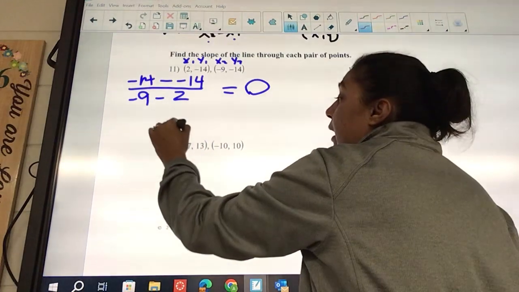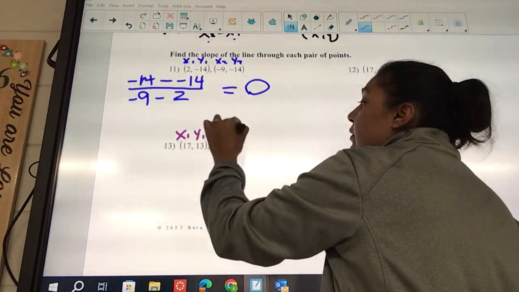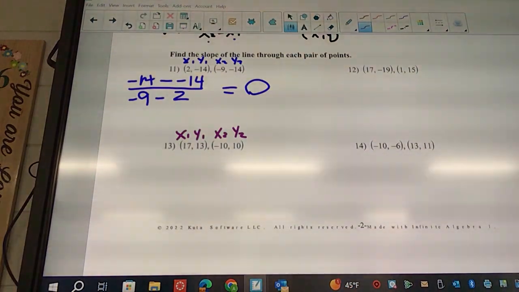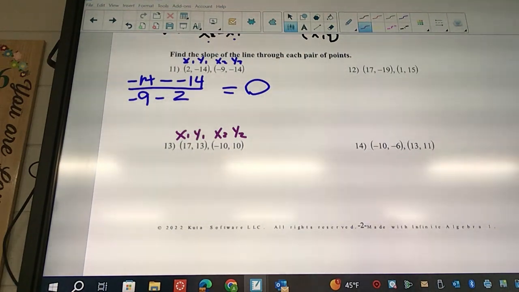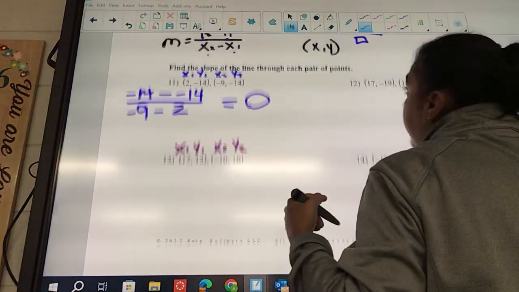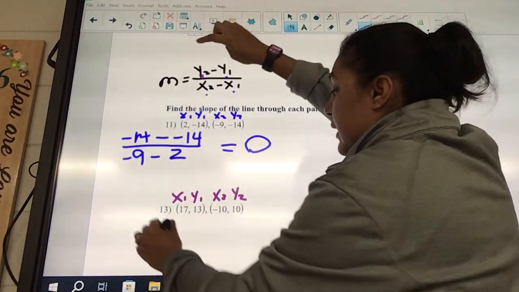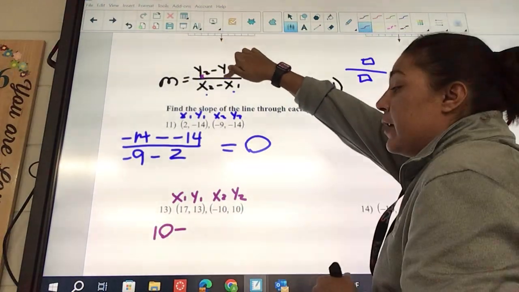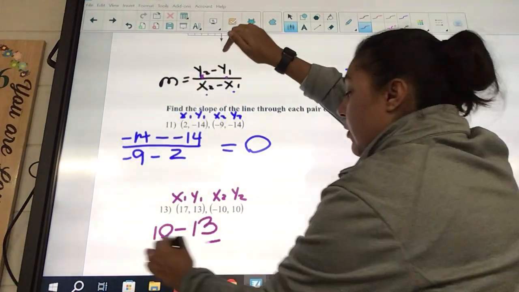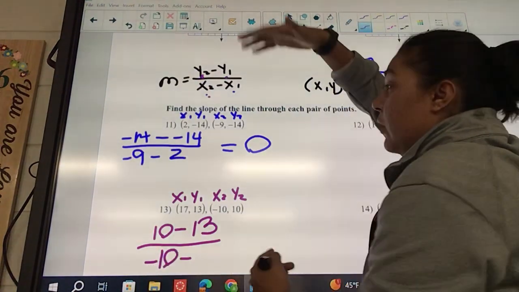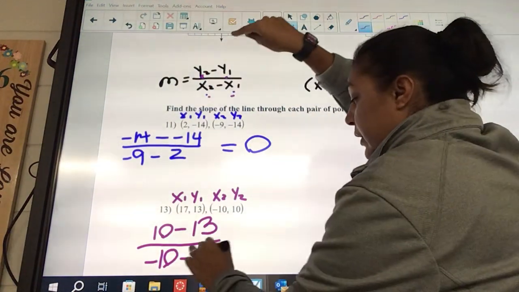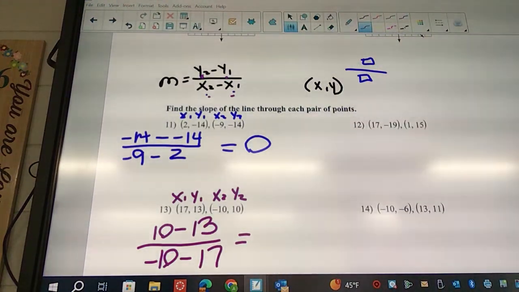We're going to go ahead and label x1, y1, x2, y2. The reason I say label, okay, the further we get, it's just better to get in a good habit of labeling. Okay, what happens is people try to do it in their head, and then they'll put the y2 where the y1 goes, or vice versa. Okay, so again, we're going to plug in with our formula. What is my y2? 10 minus my y1? 13 over, what is my x2? Negative 10 minus whatever my x1 is, which is 17. Okay, take a second and type that in.